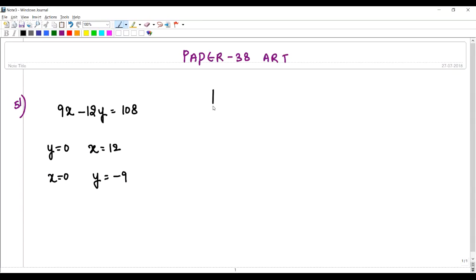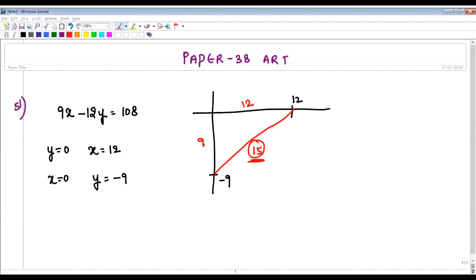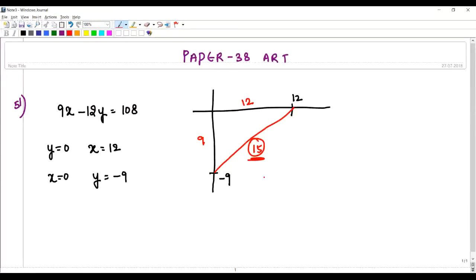So I can say it will be 12 here, minus 9 here. These are the 2 points and the intercept between the coordinate axes. If you look at your triplets, it is 9, then this is 12, and this must be 15. So the intercept between the coordinate axes is 15. So that's how you do it. Now look at the 52nd.